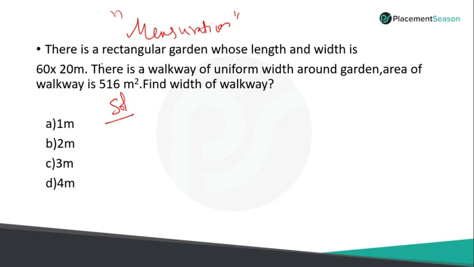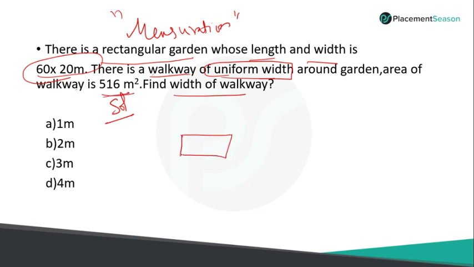Okay. Read the question. There is a rectangular garden whose length and width is 60 into 20 meters. Okay. And there is a walkway of uniform width. Please note it. Uniform width around the garden. Area of the walkway is 516. What is the width of the walkway? So let me draw the diagram here for your clear understanding. So this is the garden. So this is 60 and this is 20. So there is a walkway around it whose area is, so this particular area is 516 meter square.